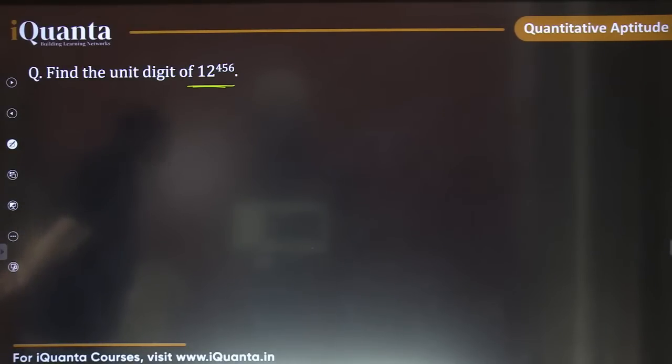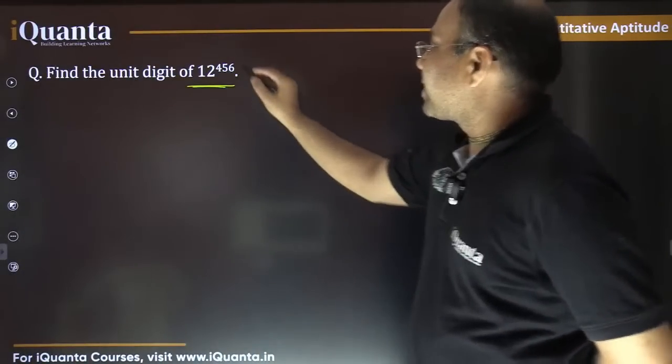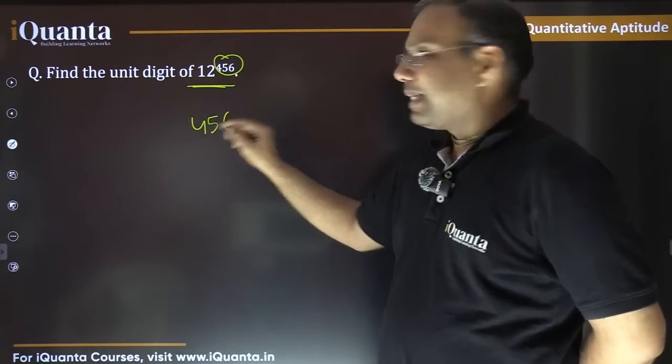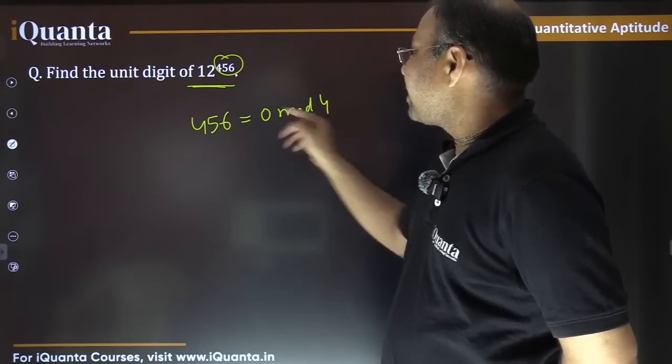No, Soumyadeep. We just discussed what we need to check. I need to check the power. Yes, that's correct. Good, Prasoon, Pranshul, Sakshi, good. So I need to check this power. It's 456. So is this 456 divisible by 4? Yes, it is 0 mod 4. If you divide it by 4, it is divisible.